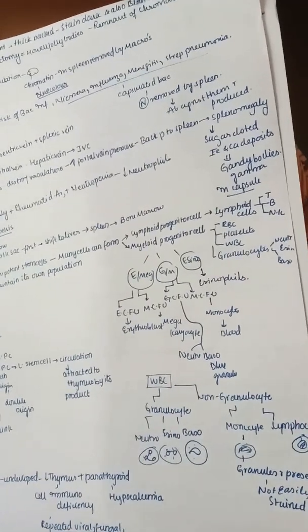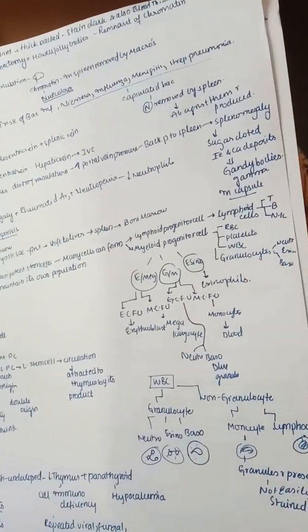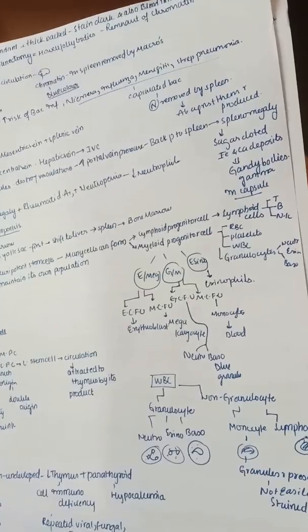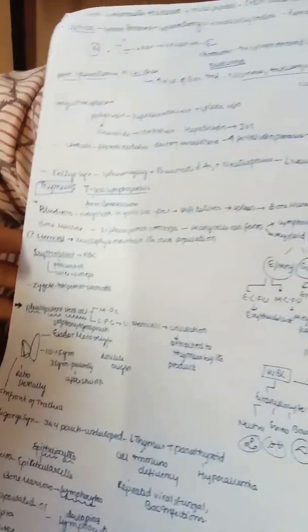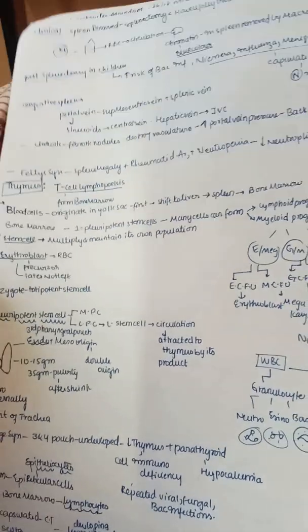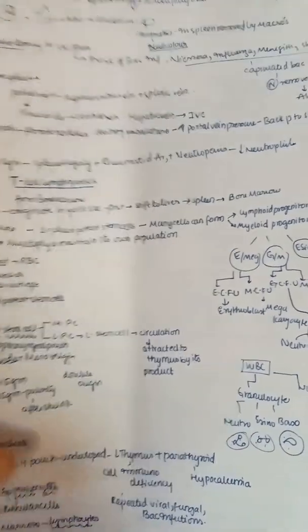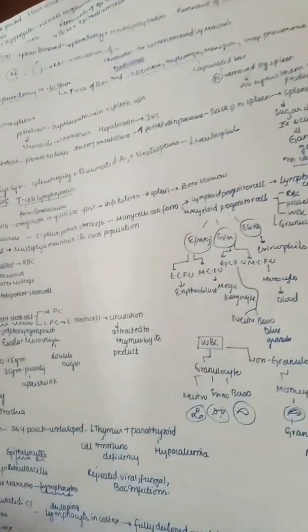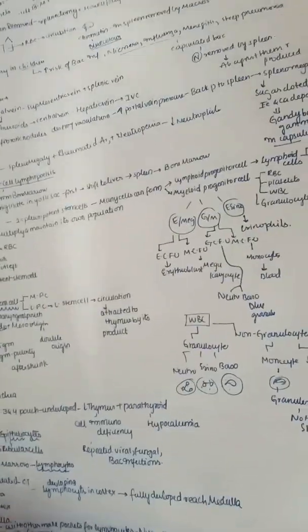It has some sugar dotted iron and calcium deposits known as Gamna-Gandy bodies, which are seen mainly in the capsule. Felty syndrome also has splenomegaly, rheumatoid arthritis and also neutropenia, that is a decrease in the neutrophils. So this is all about the spleen, and next let us see about the thymus.